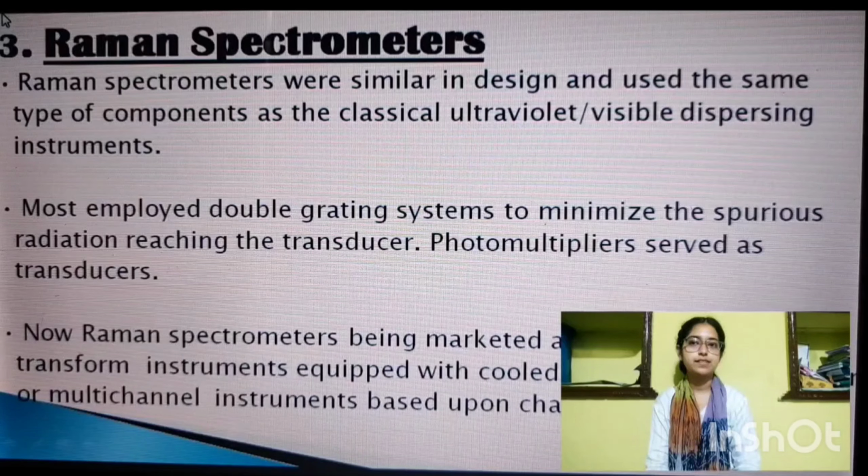Then we discuss the third point, the Raman spectrometer. Raman spectrometers were similar in design and used the same type of components as the classical ultraviolet visible dispersing instruments. Most employed a double grating system to minimize stray radiation reaching the transducer. Photomultipliers served as transducers.